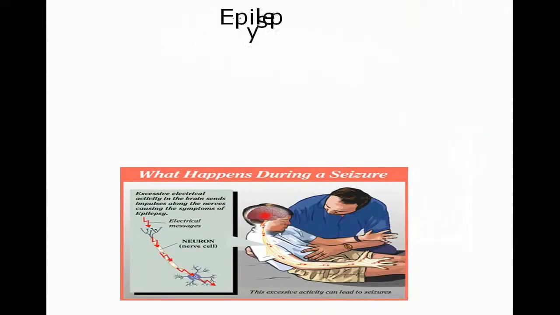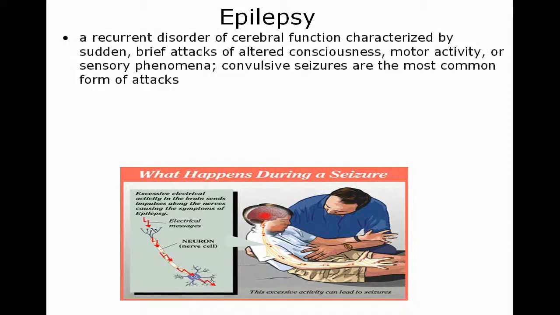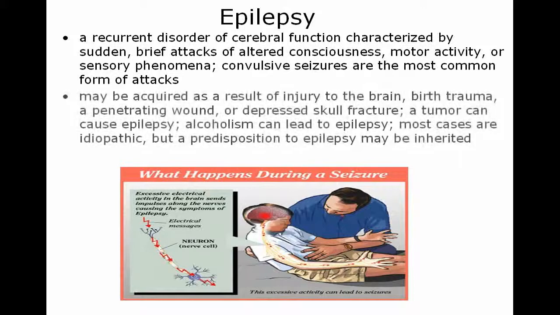Okay, now let's look at epilepsy. Skipping over a couple conditions here in your textbook to epilepsy. A recurrent disorder of cerebral function characterized by sudden, brief attacks of altered consciousness, motor activity, or sensory phenomena. Convulsive seizures are the most common form of the attacks. The important thing here is that they're recurrent attacks. There's an area of the brain that is affected that will cause the person to have these attacks.